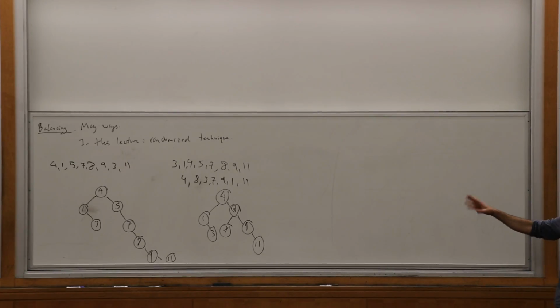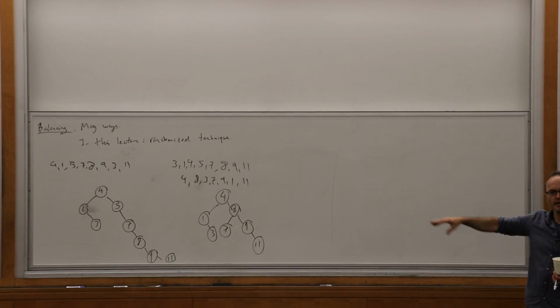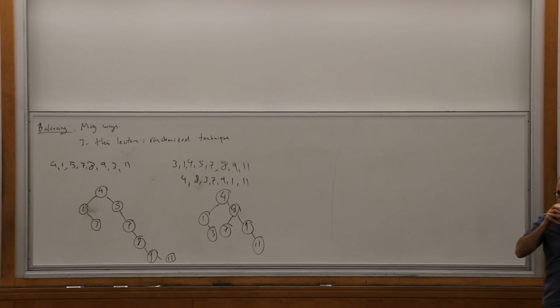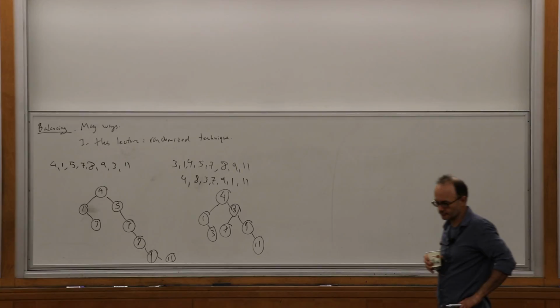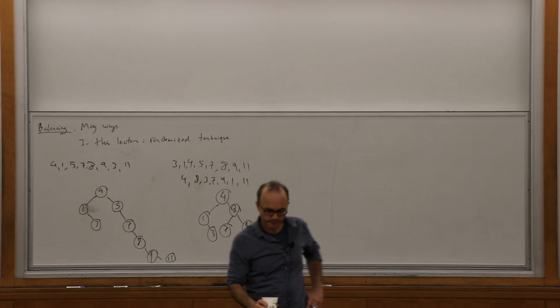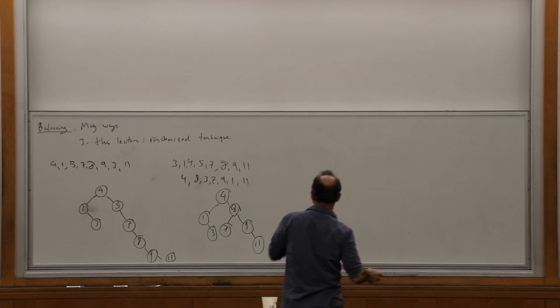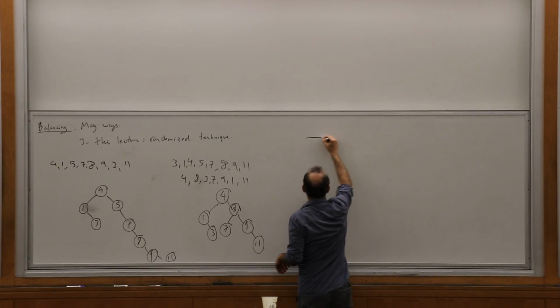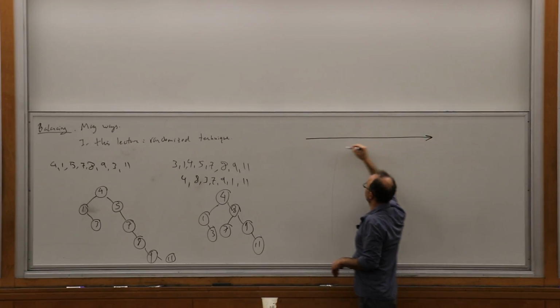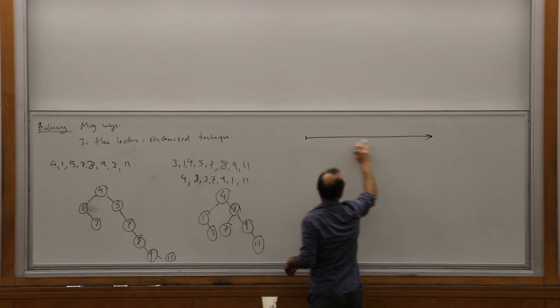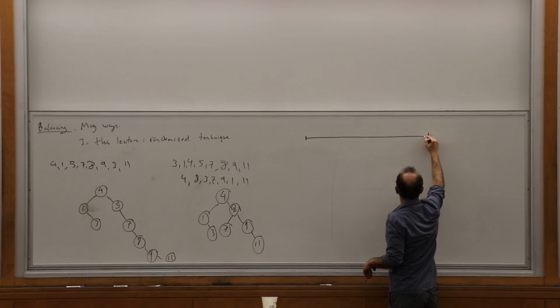Somehow, if I pick a uniformly random permutation, it's not immediately easy to see, but it's closer to this guy than that guy. Any ideas why? Let me help you out a little bit. Suppose I order my keys in a line like this, where this is the smallest and this is the biggest.